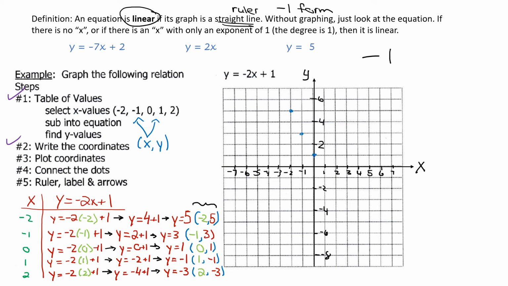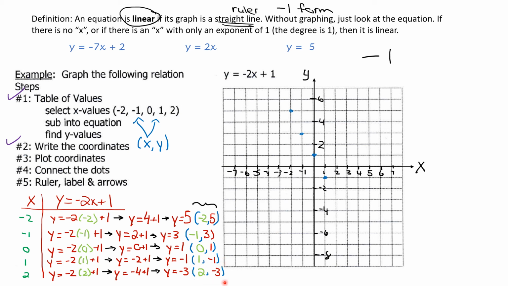And my fourth coordinate, look at this, we're almost done. My fourth coordinate is 1, negative 1. That means I'm going to the right 1 and down 1, and there's a dot. And I notice my dots are lining up, which is great because they're supposed to line up, but the question said it's going to be linear.